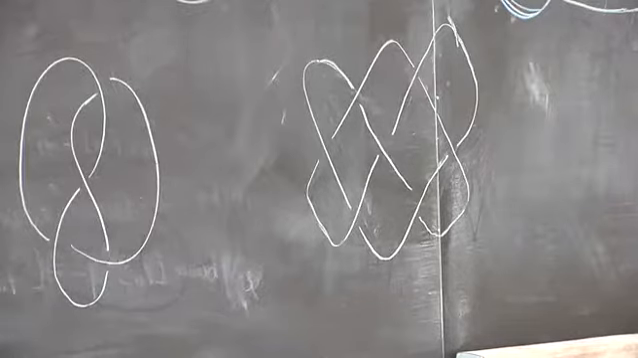So if you're having trouble drawing that, one thing to remember is that the crossings go over, under, over, under, over, under. So if you're having trouble, that might help you.